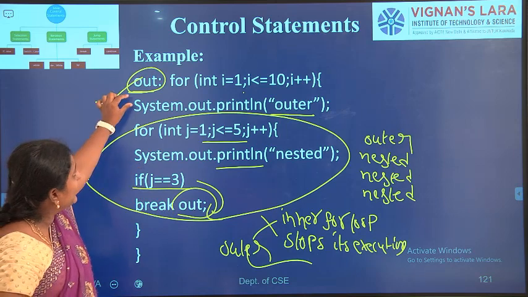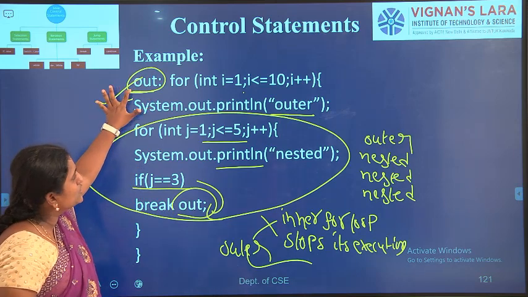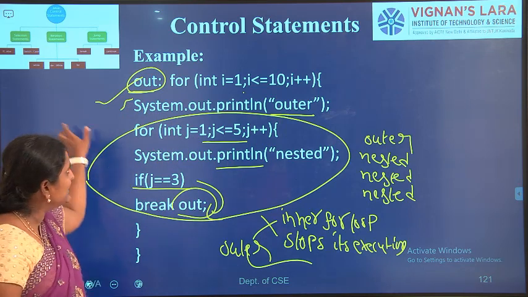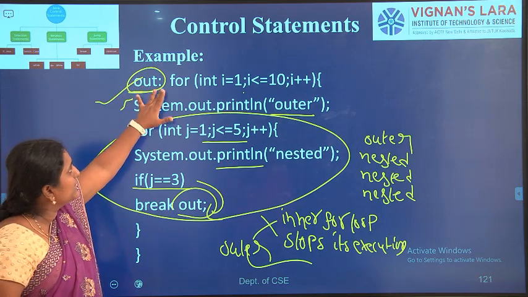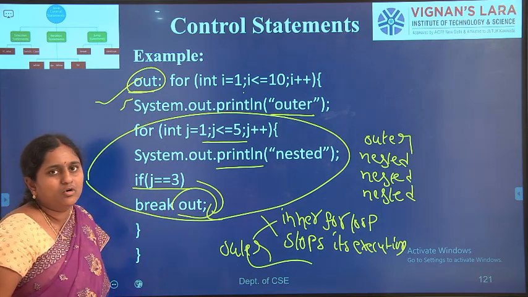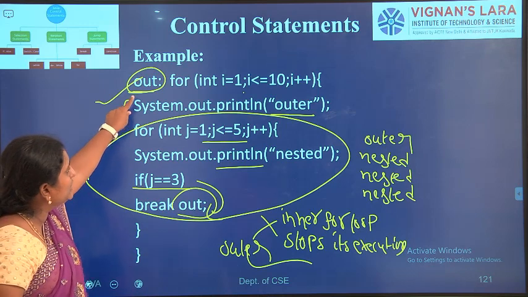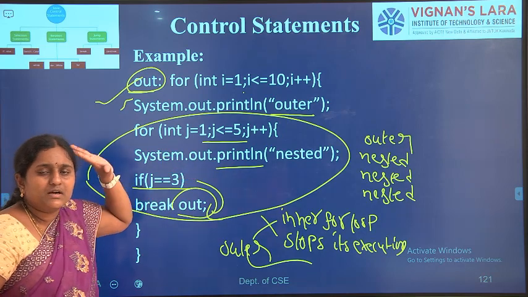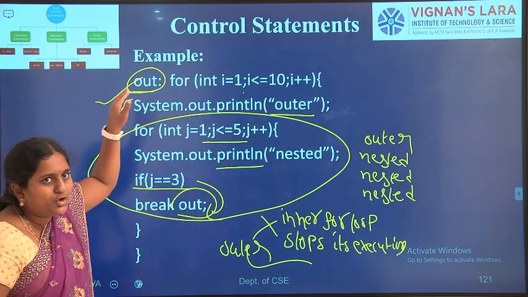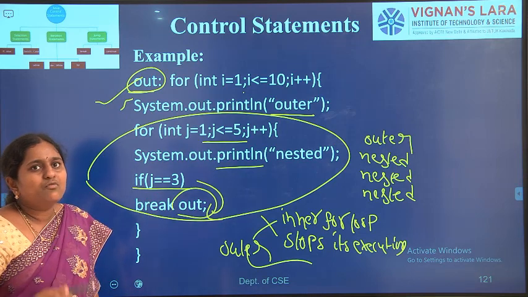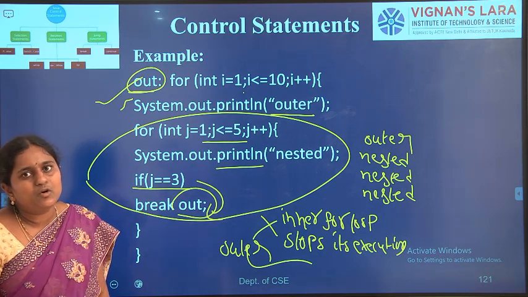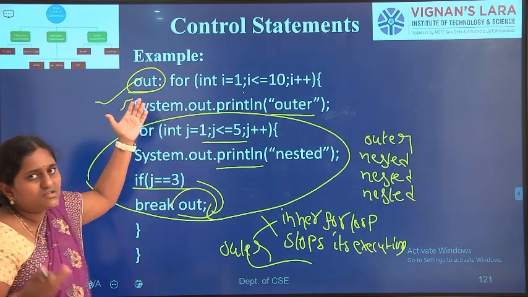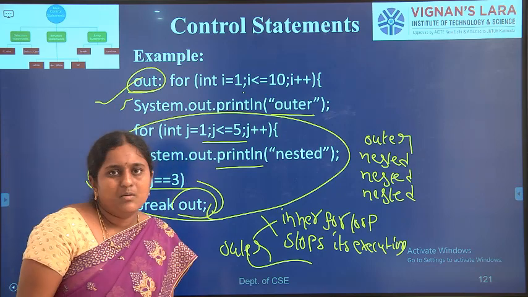Now I am applying the out keyword. I want to stop both the inner for loop and the outer for loop, so I apply the out keyword at the beginning of the for loop, and here I apply break out. If I do not apply out, just the inner for loop stops its execution, but the outer for loop continues. That's why I am mentioning the out keyword. The keyword out is not mandatory, you can use any keyword in Java programming.